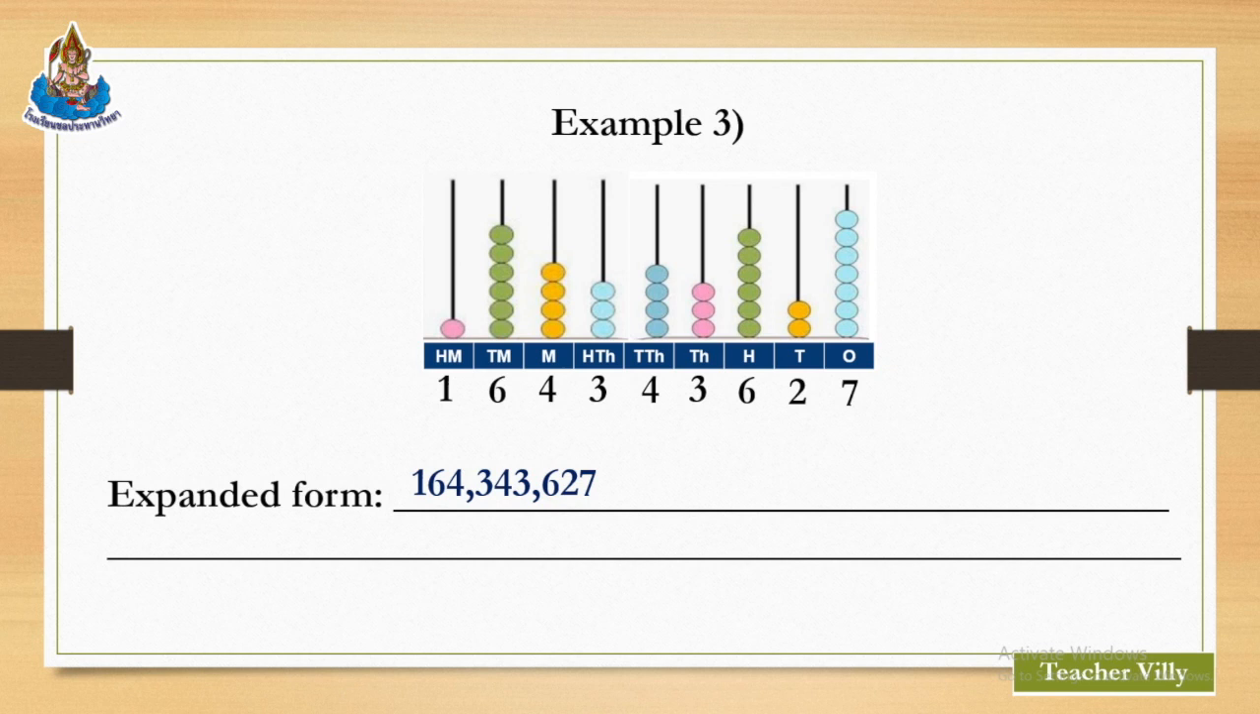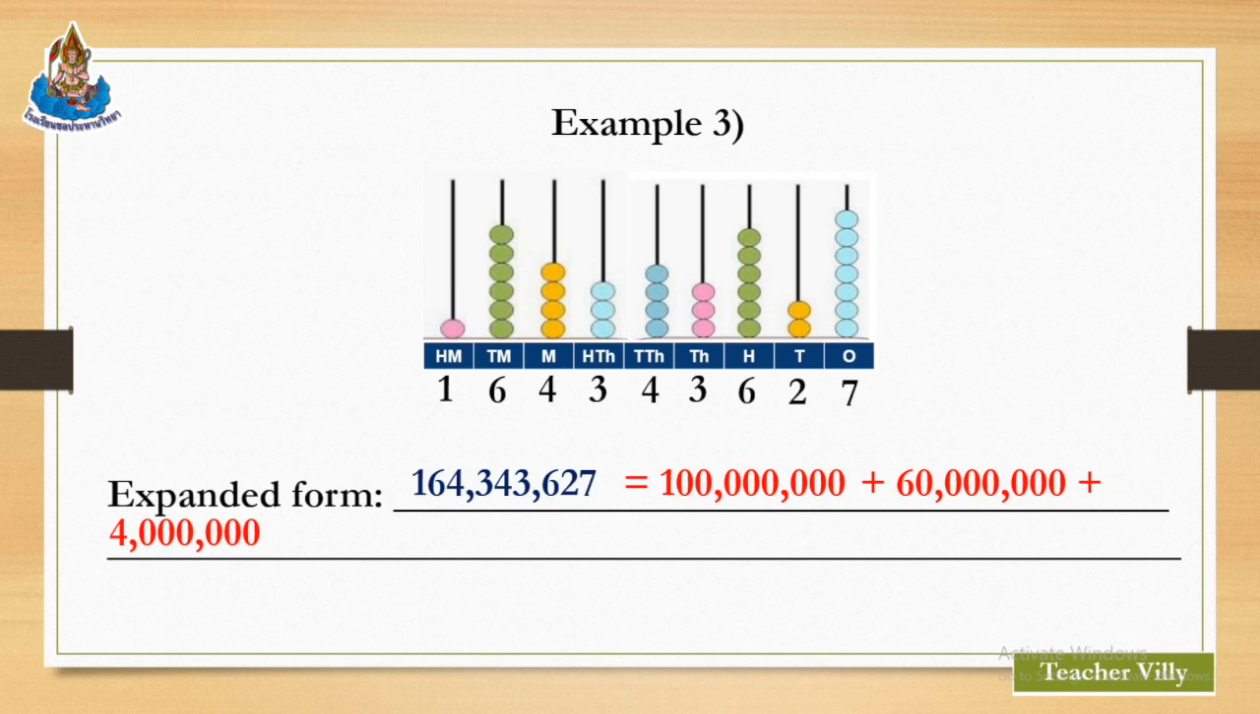That is in the 100 millions place. Right, it's 100 million. What about the digit 6? That is in the 10 millions place. Right, it's 60 million. What about the digit 4? That is in the millions place. Yes, it's 4 million. What about the digit 3?